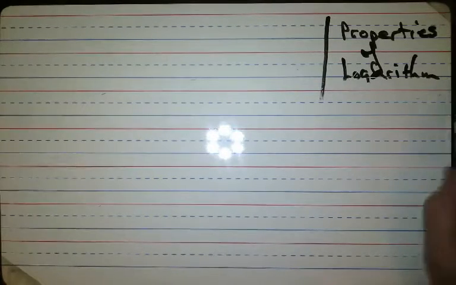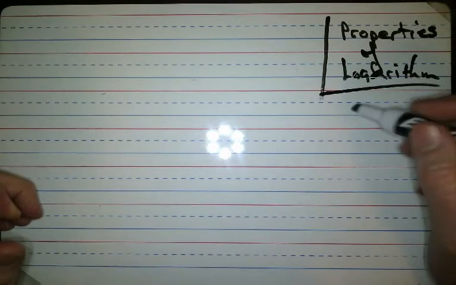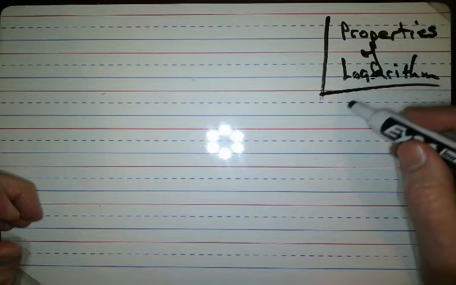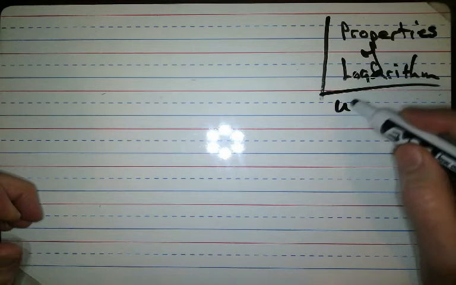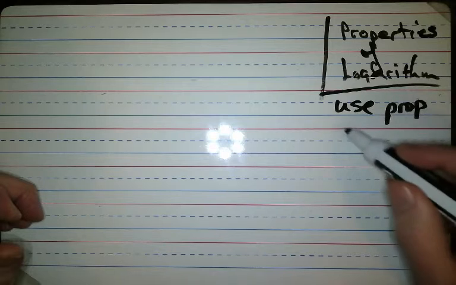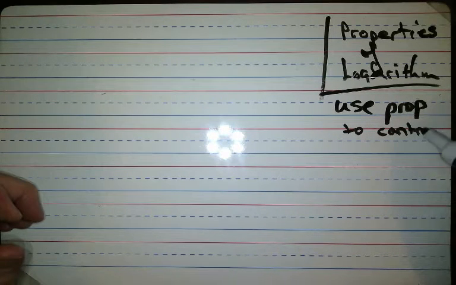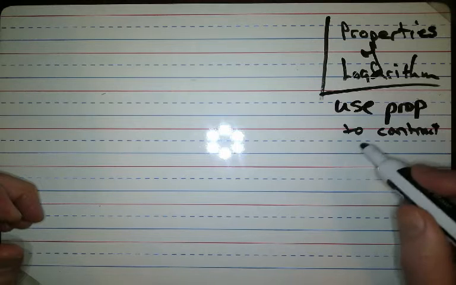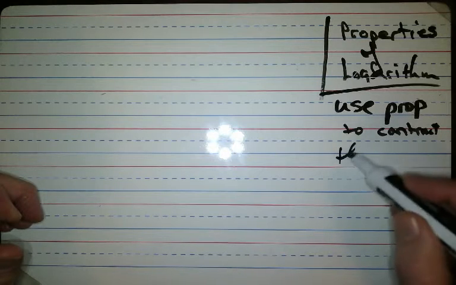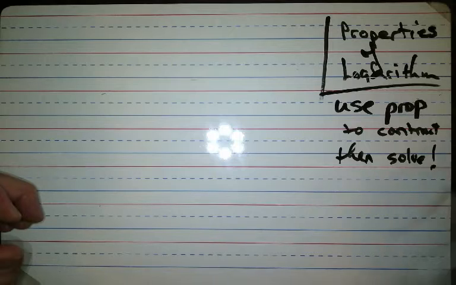Okay, we're ready for properties of logarithms, part 3. So what does that mean? We're going to use the properties to contract into one big logarithm, and then we're going to solve. Woohoo!